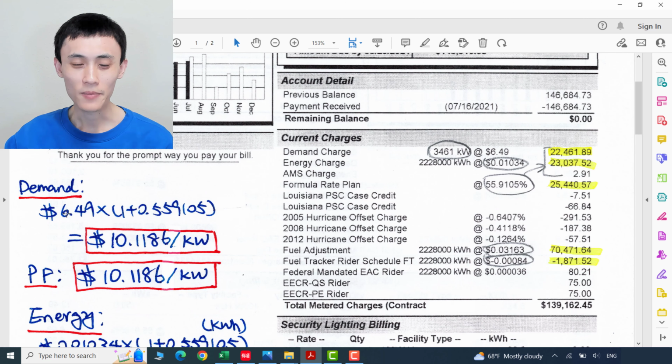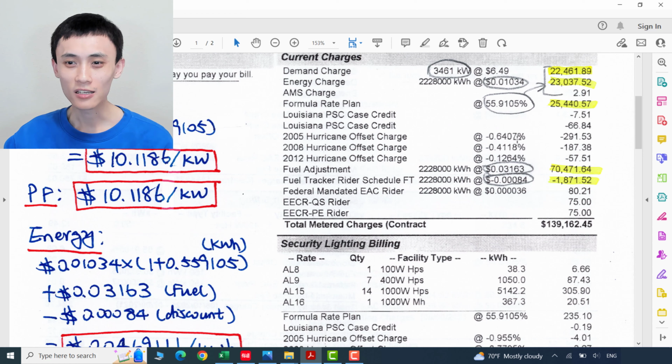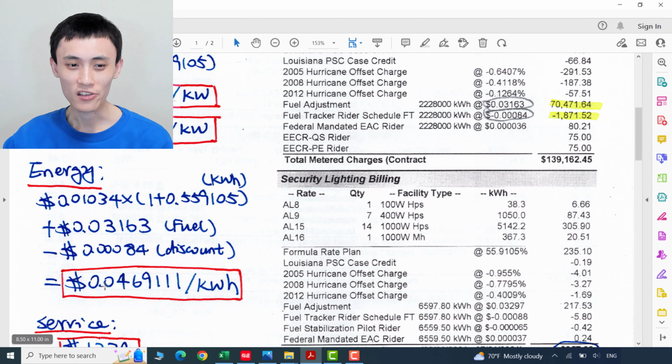Our demand charge turns out to be $6.49 per kilowatt, times the additional percentage, so each kilowatt you're going to be charged about $10. Similarly for your energy charge, we need to add all those numbers together. It's this number here, times 1 plus the additional portion here, then add the fuel charge and minus the discount here. Our energy charge turns out to be about $0.0469111 per kilowatt hour.